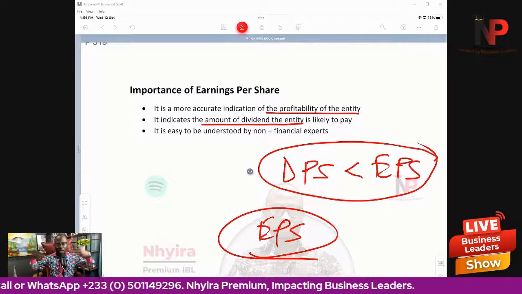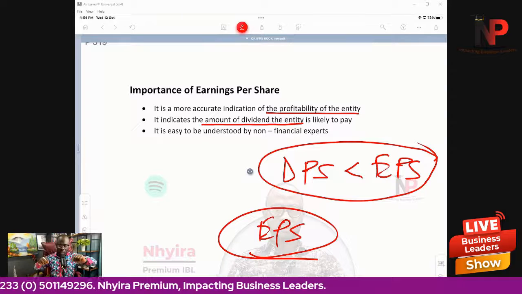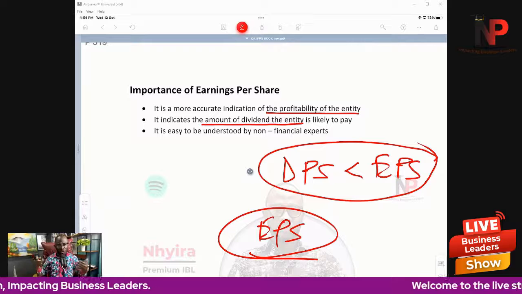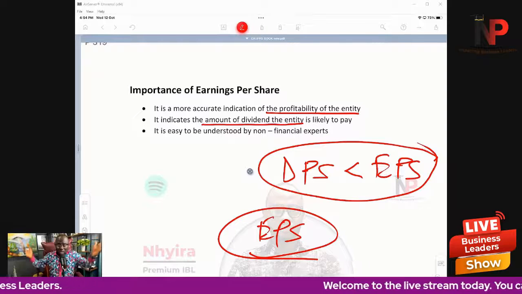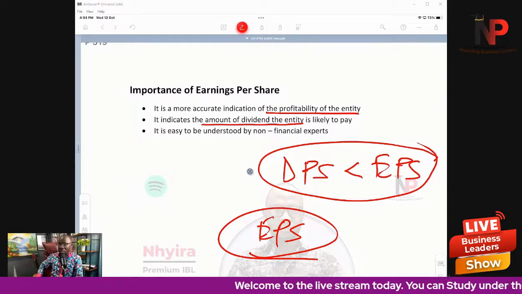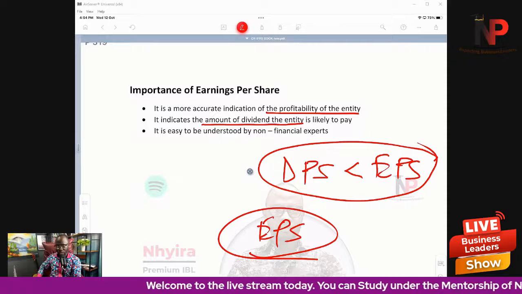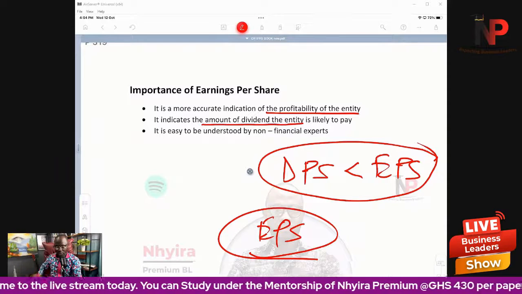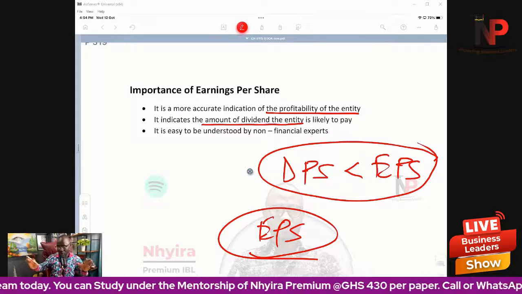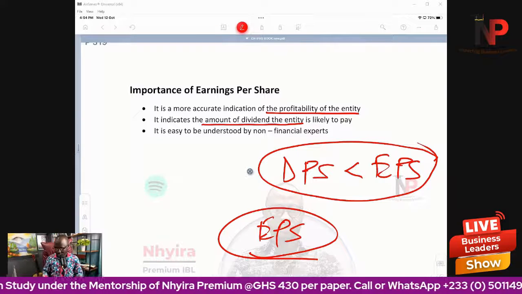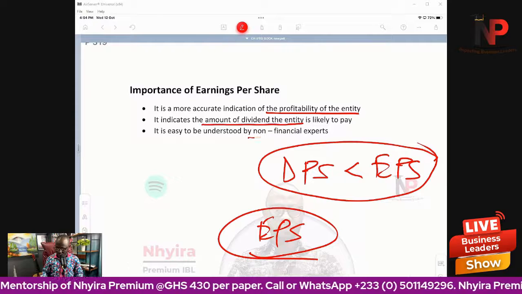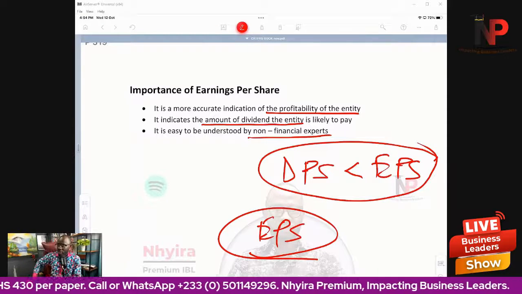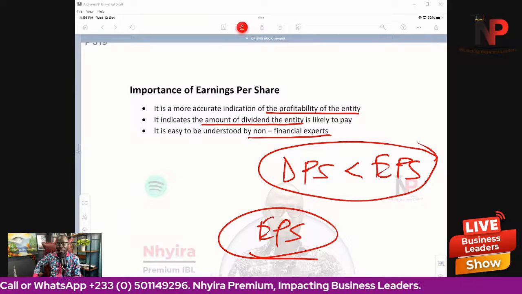So if we are able to calculate the earnings per share and realize that the earnings per share is increasing year on year, then shareholders will expect that we are going to also earn more profit, more dividend in this current year or for this year under review. That is the issue about that. Then it is easy to be understood by non-financial experts. I mean, any average person, average investor can understand earnings per share.